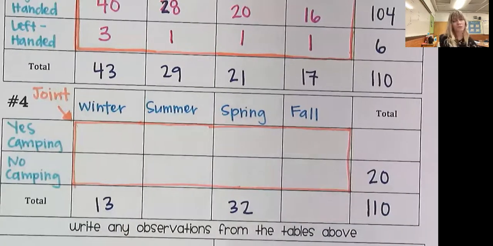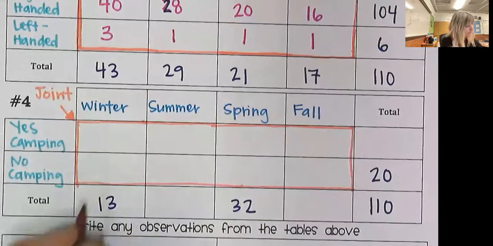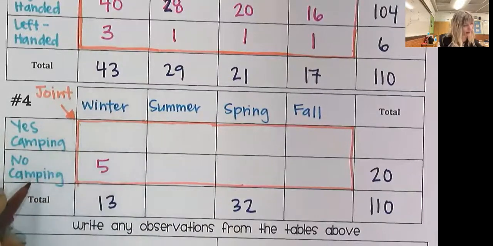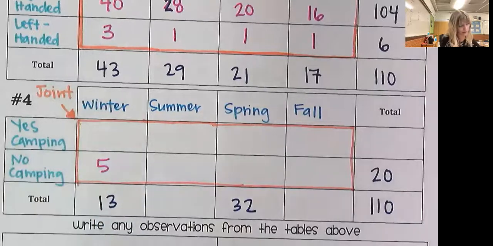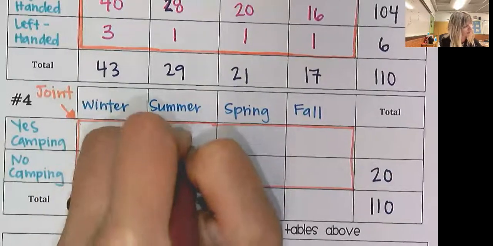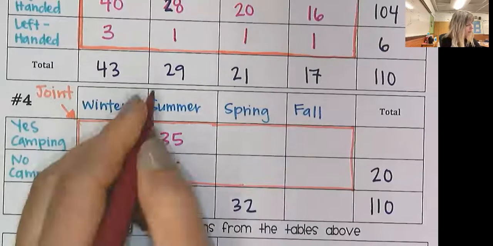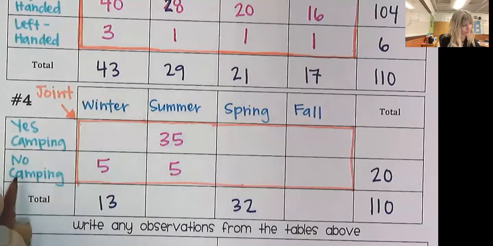Now I'm also going to give you some joint frequencies. 5 of you said winter is your favorite and you do not like camping. 5 of you said both of those things. 35 of you said summer is your favorite and you do like camping, and 5 of you said summer is your favorite and you don't like camping.